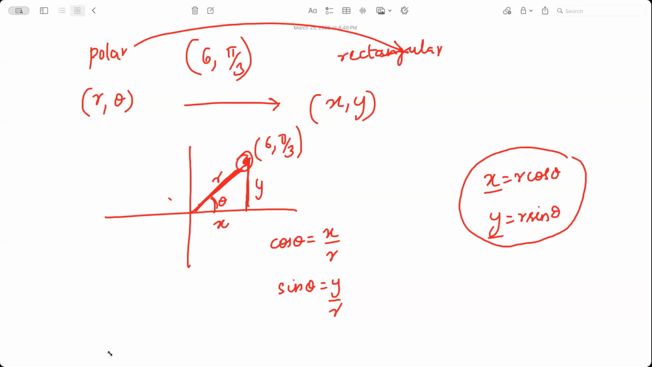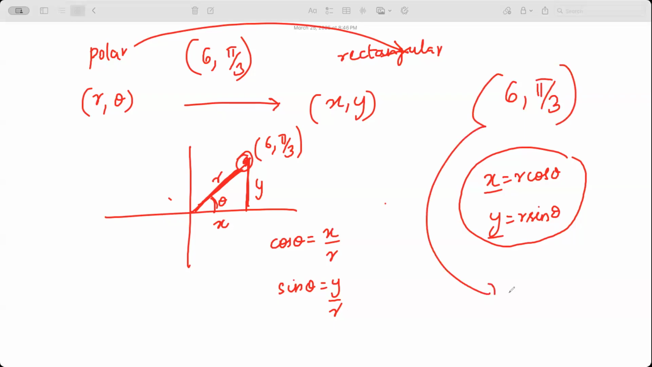Shragvi, what are you doing in school? See guys, I was asking you to convert 6 comma pi by 3, a polar coordinate, to rectangular coordinates. That was the question. Can you guys do that? Advik, what are you doing in school? We just learned the pie chart yesterday.